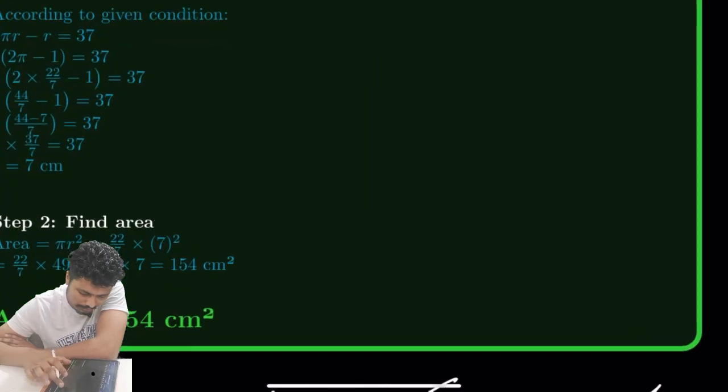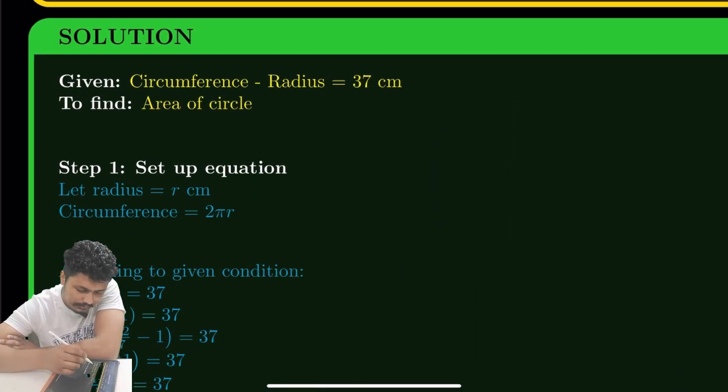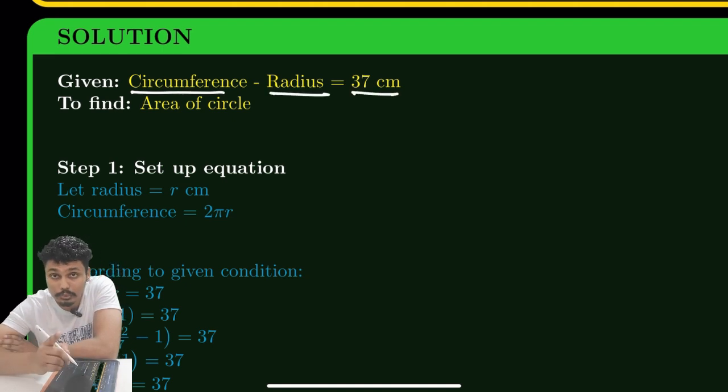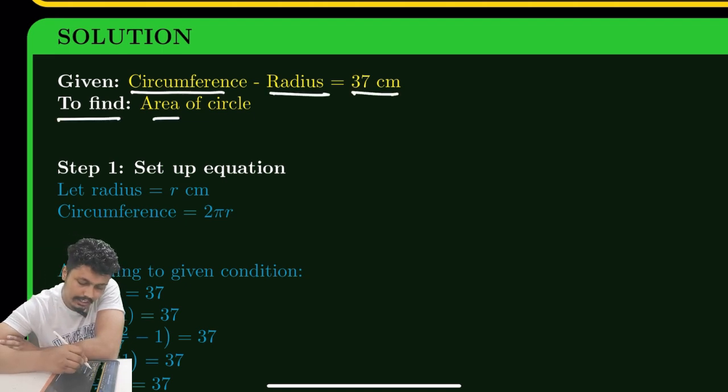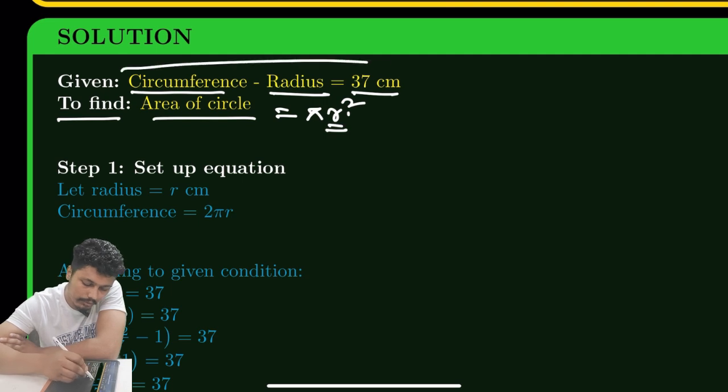So if you look carefully, I've done these steps. First, circumference minus radius is 37 centimeter, given in the question. We need to find out the area of the circle. Area formula is pi r square. We need to find out r for finding out the area. How can I find out the radius? I can find out radius from these equations.